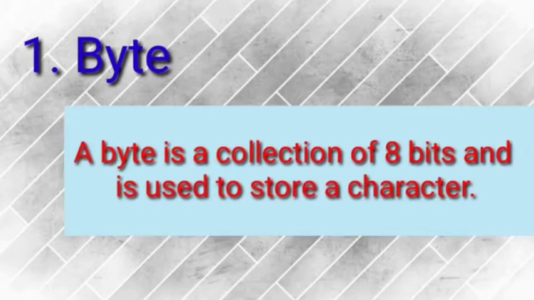The first component is byte. Byte, you already know, is a group of 8 bits which is used to store a particular character. Now suppose if I have stored the name Ram, it will take the space of 3 bytes. It requires 3 bytes to be stored in the memory of the computer, and if you have written the name Pooja, it will take 4 bytes of space.